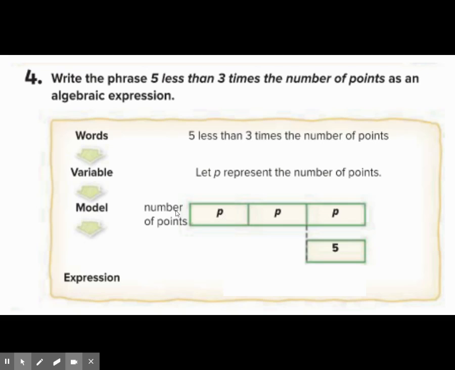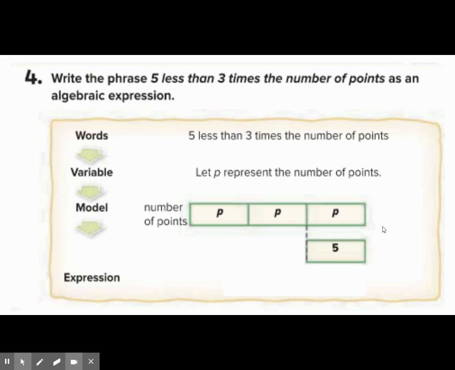We'll get there in a second. So I've got 3 times the number of points. There's my number of points, 3 times. And then I'm going to subtract. Remember this little symbol here, when we're doing one of these equations, means to subtract. I'm going to take away 5, or subtract 5. So that would be 5 less than 3 times the number of points.